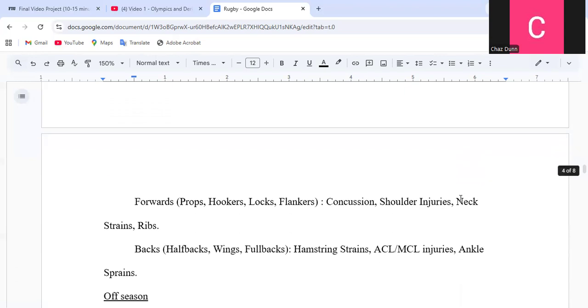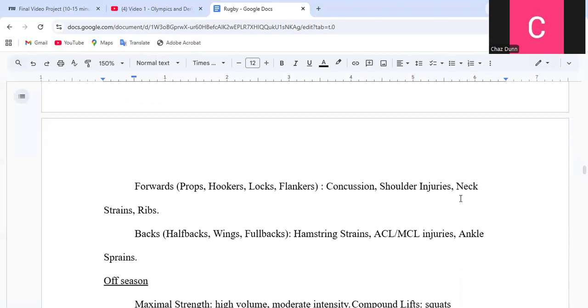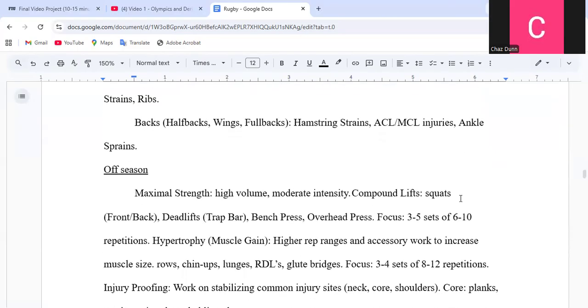Some common injuries in the sport. So for the forwards, you have commonly concussion, shoulder injuries, neck strains, and injuries of the ribs. And for the backs positions, you have hamstring strains, ACL, MCL injuries, and ankle sprains most often.